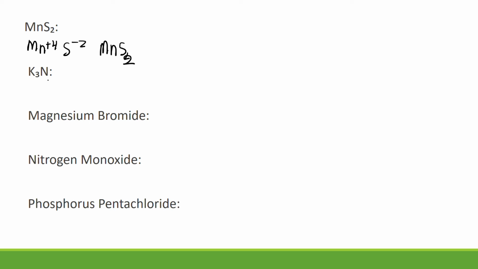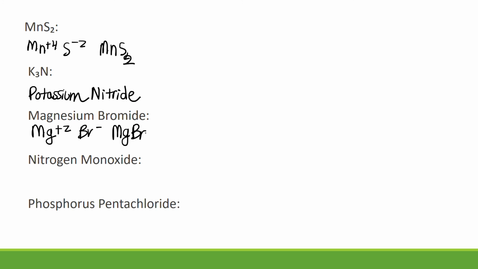All right, K3N. This is going to be simply potassium nitride. All right, magnesium bromide. It's Mg 2 plus, Br minus 1, so MgBr2. All right, nitrogen monoxide. Covalent, remember, recognizing that there is not a metal first. Nitrogen monoxide, just like that. All right, phosphorus pentachloride. Phosphorus, and then we have Cl5.